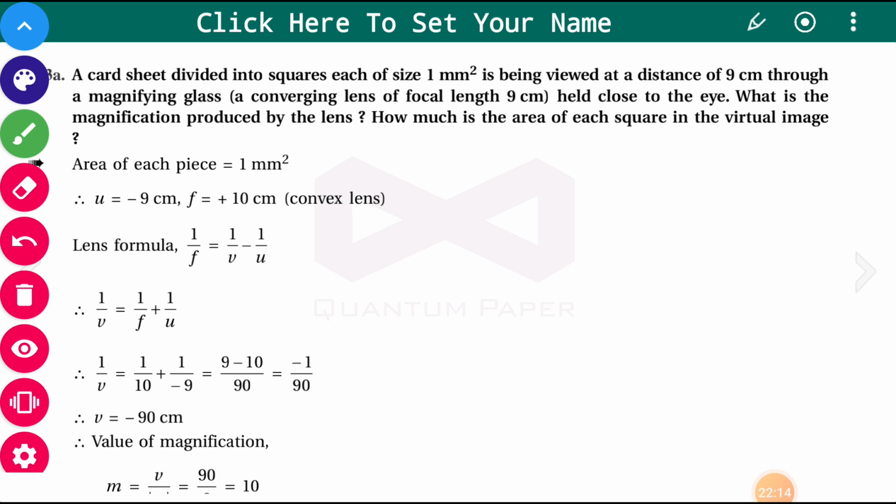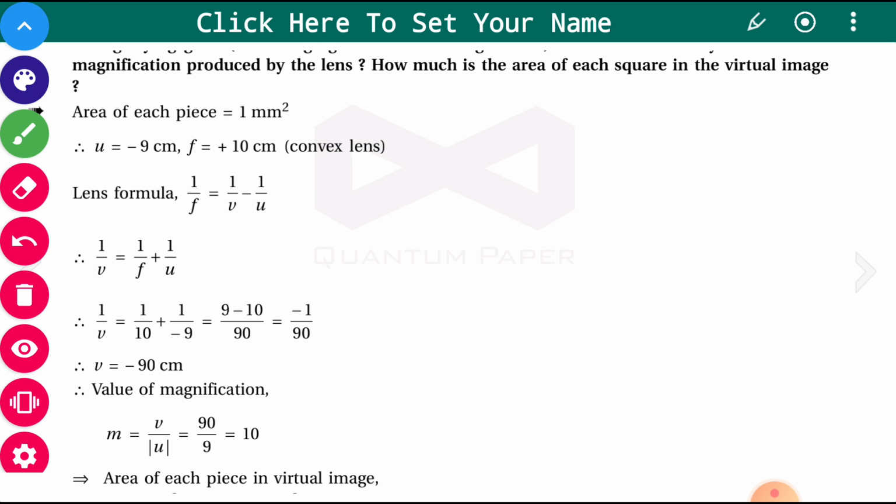Now a card sheet divided into squares, each of size 1 millimeter square, is being viewed at a distance of 9 centimeter through a magnifying glass of focal length 10 centimeter held close to the eye. What is the magnification produced by the lens? How much is the area of each square in the virtual image? The area of each piece is given, that is 1 millimeter square.